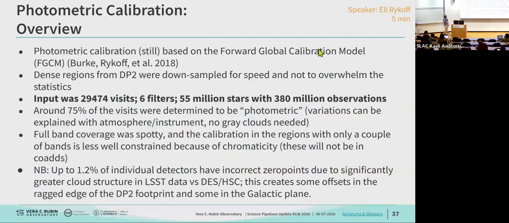But something that we discovered at the end, and I'm sad about this, is that up to about 1% of our individual detectors have incorrect zero points. I used configurations that worked for DECam and HSC, but the cloud structure in LSST is larger, and the code was not handling this well. So for non-photometric exposures, it was trying to do interpolations that were just basically failing. And I think in the galactic plane as well, partly because of association and astrometry challenges there.